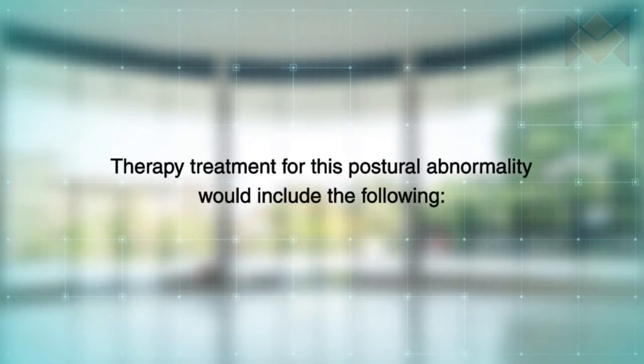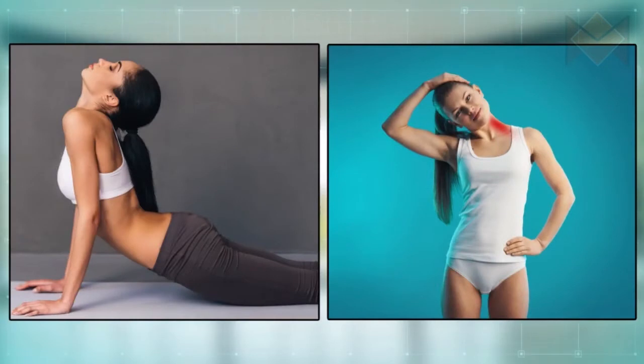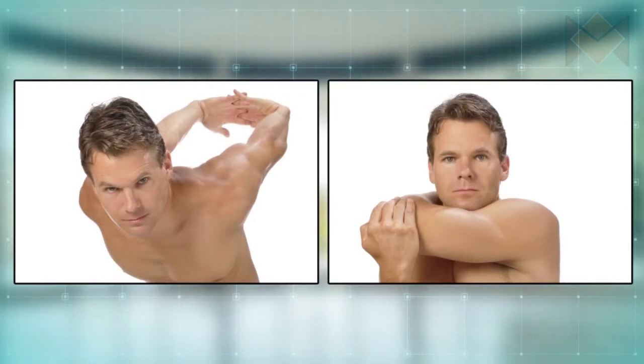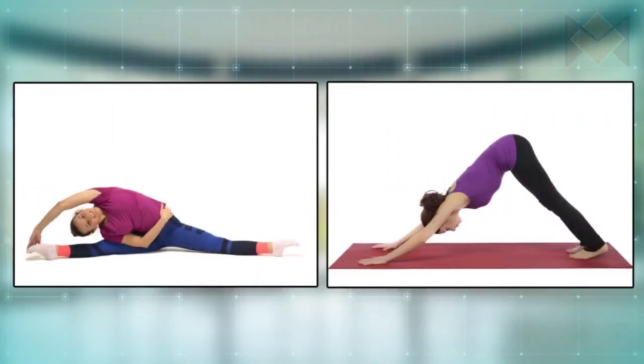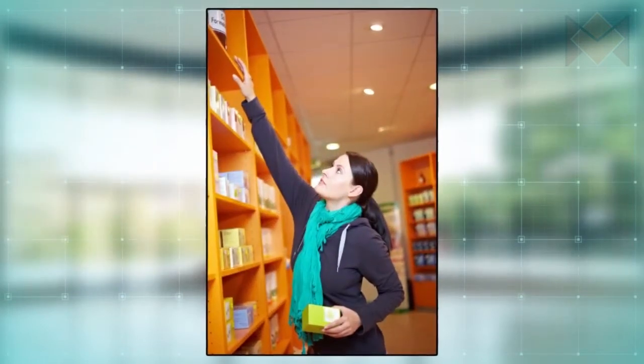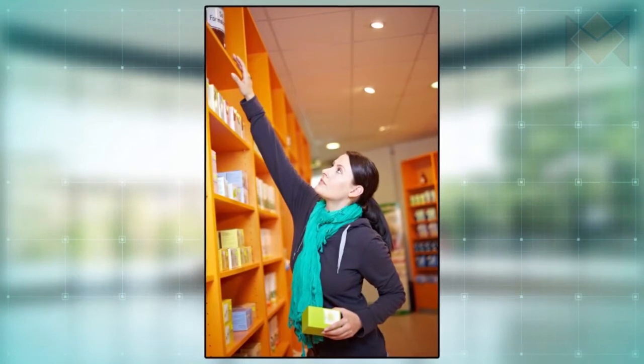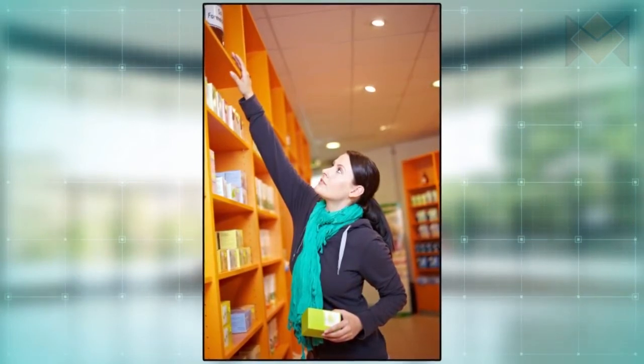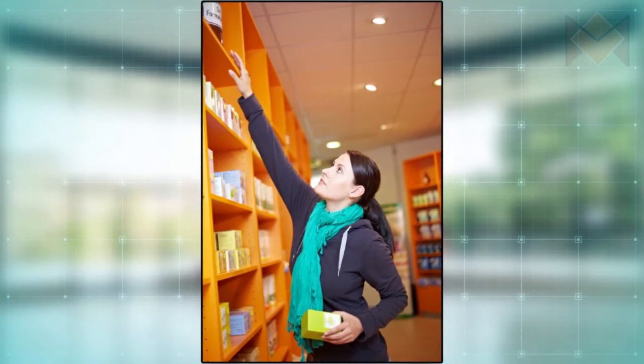Therapy treatments for this postural abnormality would include the following. Stretching of the tight muscles. This includes muscles along the back and the side of the neck. We would focus on stretching tight muscles across the front of the shoulders and the chest. Postural strengthening exercises. These exercises would focus on the muscles that would help to straighten the spine and promote an upright posture. This would include muscles along the mid-back and neck. Examples would include chin tucks and rowing. Functional activities such as overhead reaching would also be beneficial to promote an upright posture and strengthening of these muscles.